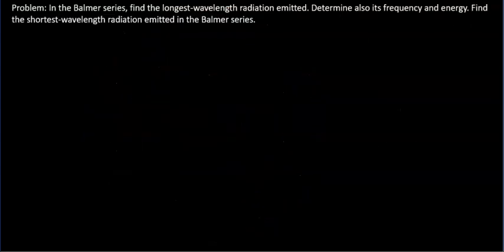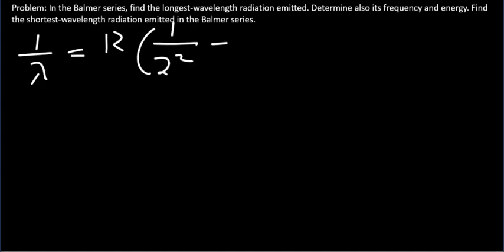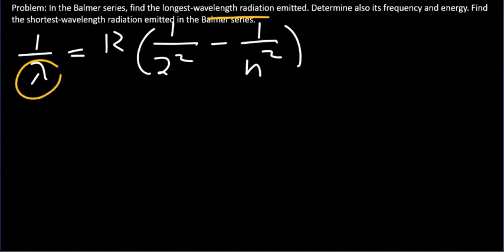Now let's look at the problem. In the Balmer series, find the longest wavelength radiation emitted. Determine also its frequency and energy. So the Balmer series is represented by the following equation. Note, this R is the Rydberg constant, whose value we know, times 1 over 2 squared minus 1 over n squared. You want the longest wavelength radiation, so that means lambda is maximum. So 1 over lambda has got to be minimum. That happens when n here is 3.